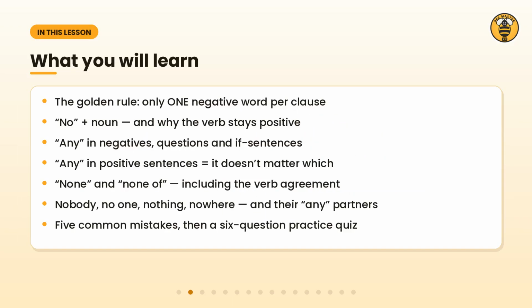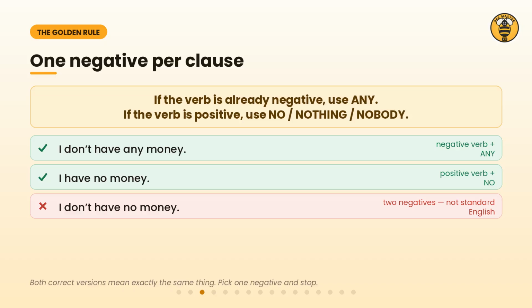Here is the plan. First, the golden rule that explains almost every mistake with these words. Then we take them one at a time: no, any, none, and the pronouns nobody, nothing, and nowhere. After that, 5 mistakes I hear again and again, and finally a short practice quiz with 6 questions so you can test yourself. Keep a pen and paper next to you. Let us start with the rule that fixes most of these mistakes.